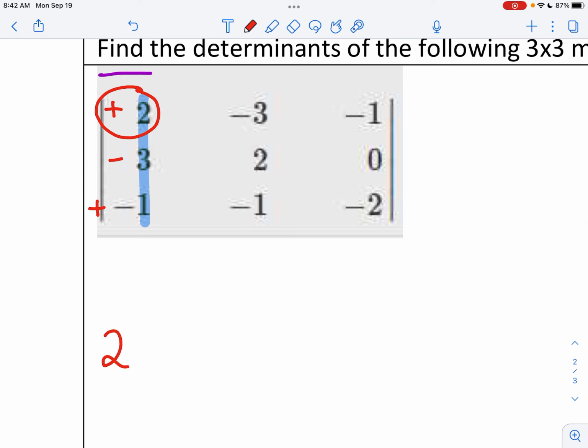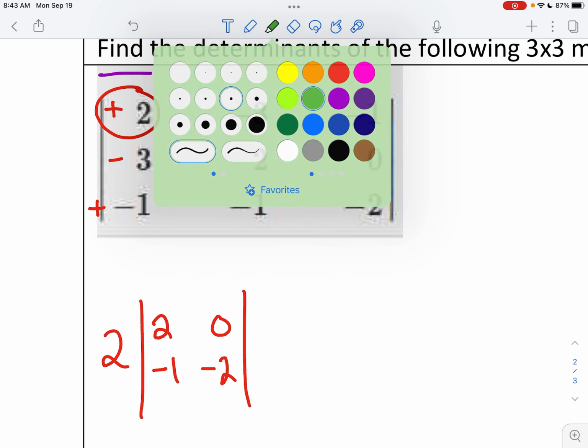Now, if I cross off everything in the 2's row and everything in the 2's column, what 2x2 matrix do you have left? The 2, 0, negative 1, negative 2. Good. And I'm going to change colors just so we can see it. All right, now you did very well on that one. Now, let's see, we'll move to green.